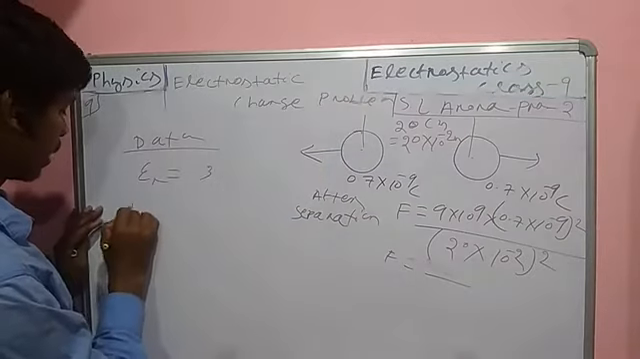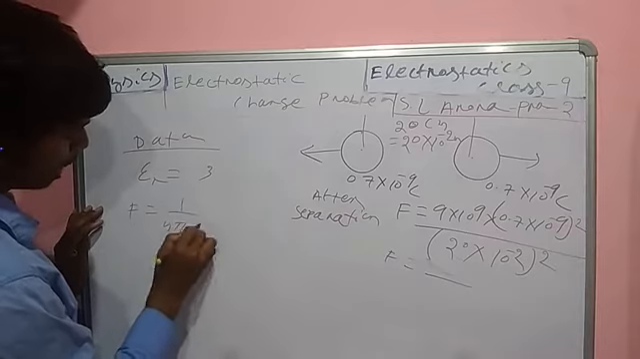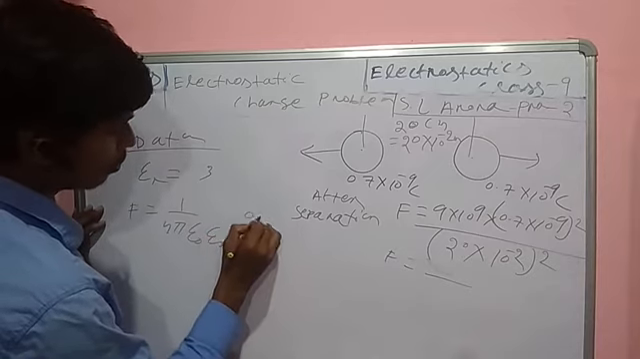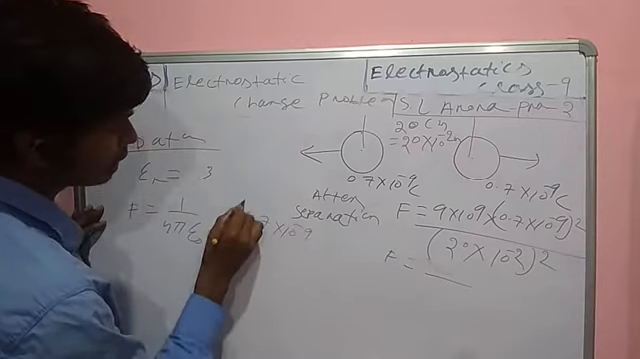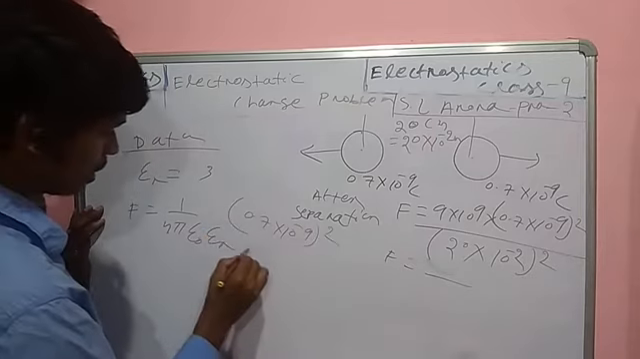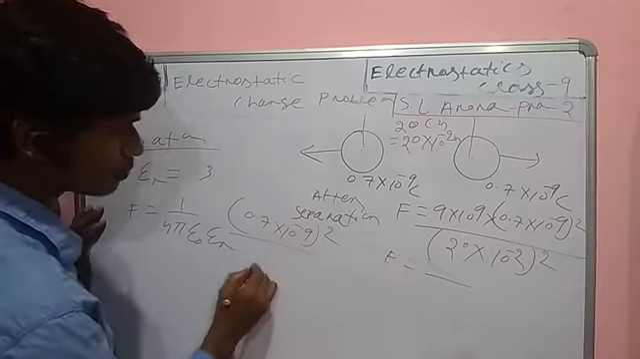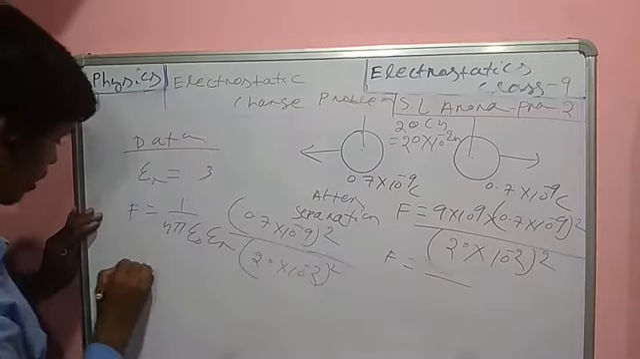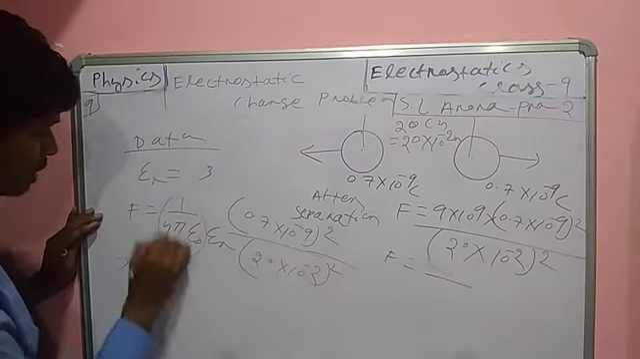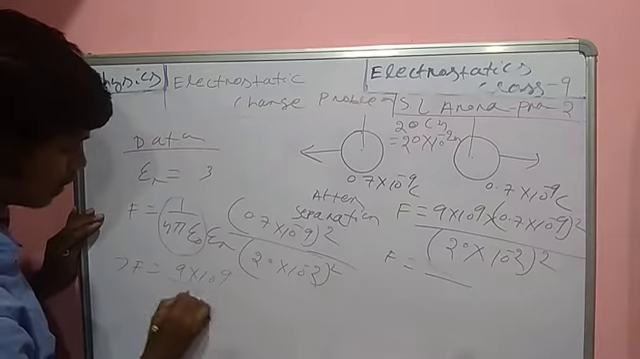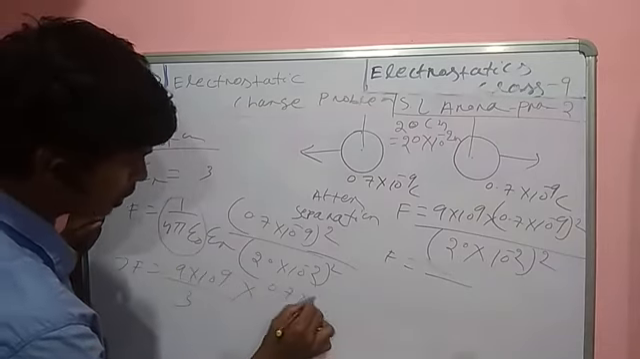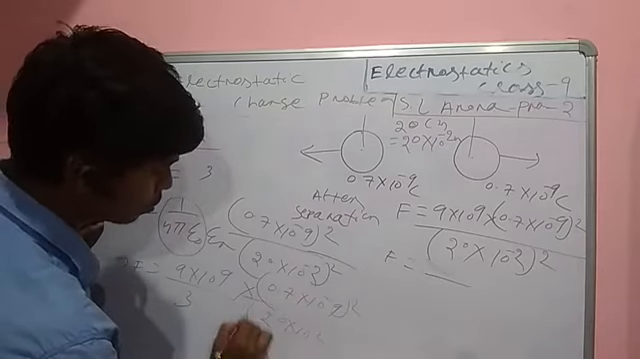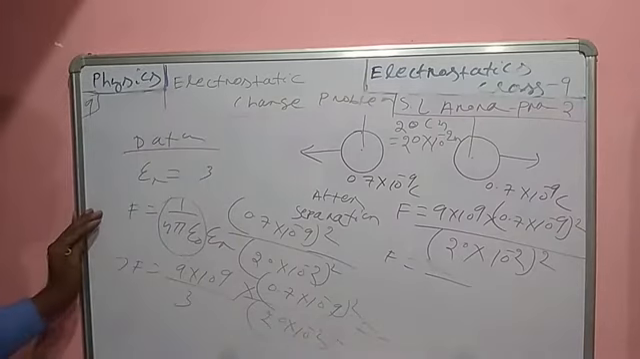Force F is equal to 1 by 4 pi epsilon 0 epsilon R, into (0.7 into 10 to the power minus 19) square divided by (50 into 10 to the power minus 2) square. So F is equal to 9 into 10 to the power 9 by 3, into (0.7 into 10 to the power minus 19) square, divided by (3 into 10 to the minus 2) square. Yes or no?